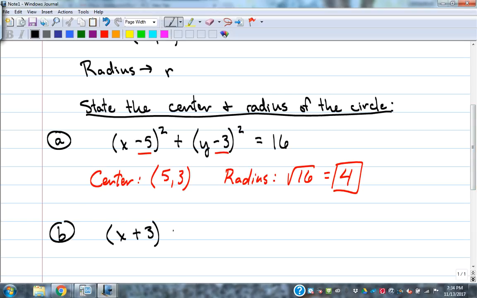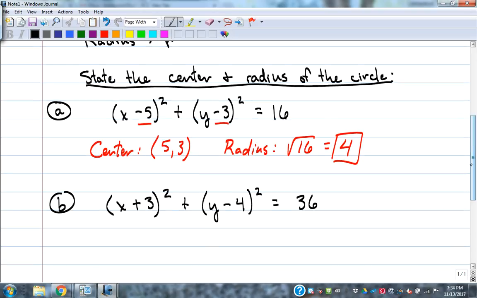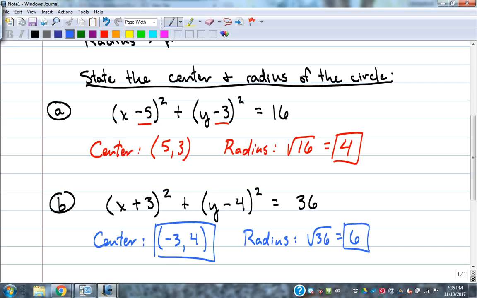(x plus 3) squared plus (y minus 4) squared equals 36. Same game. State the center and the radius. What's the center of this one? Negative 3, 4. That's correct. The radius, 6, coming from the square root of 36. There's the center, there's the radius.